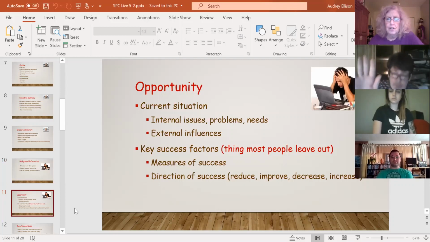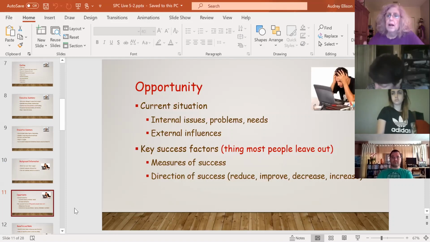Hold on a second, Chester. Key success factors are your measures of success. If you're not working in the company that you're studying, you're not going to know measures of success. So you use directional words: reduce errors, improve customer satisfaction, decrease the number of unpaid bills, increase profitability. Those are directional things. You need to have those measures of success.